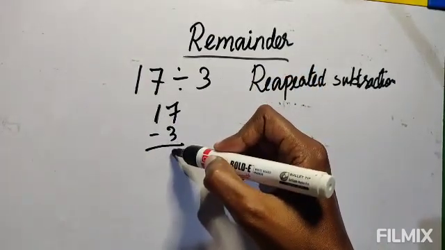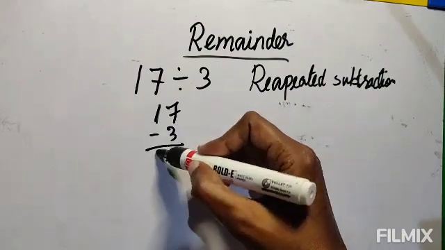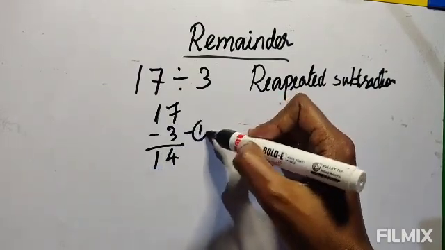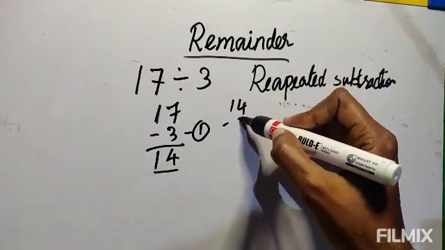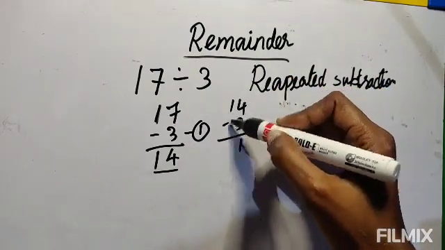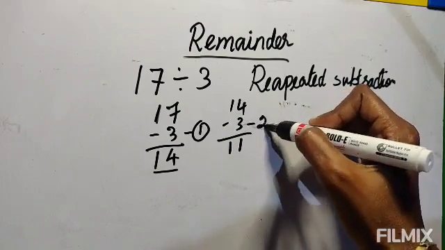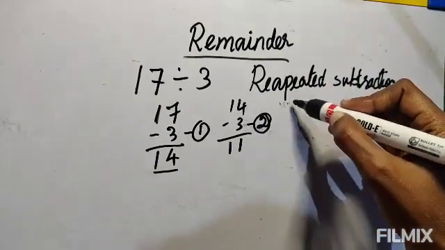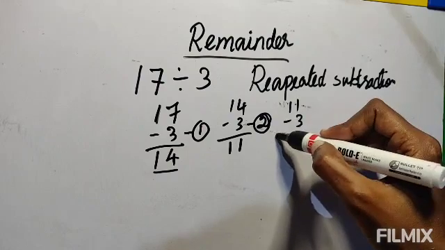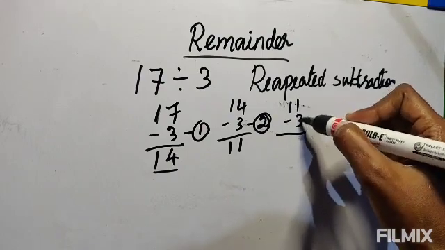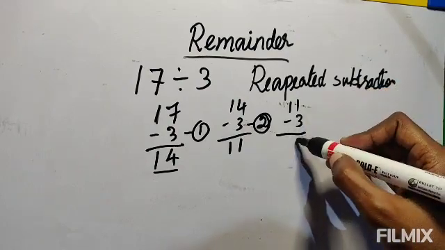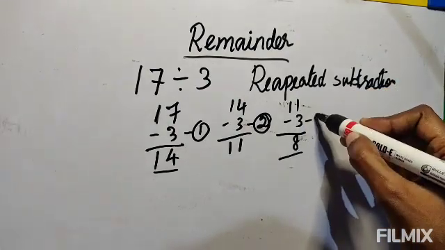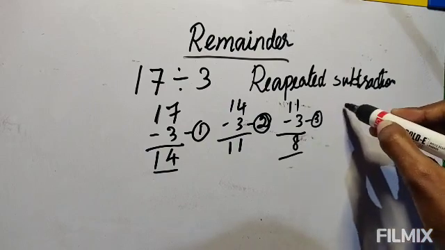So now we have to repeatedly subtract this divisor from this number. 17 minus 3 is 14, and this is 1 time. Now again from this 14 you will minus 3. 14 minus 3 is 11, and this is the second time. Again from 11 we will minus 3. 11 minus 3 is 8. So this is the third time.